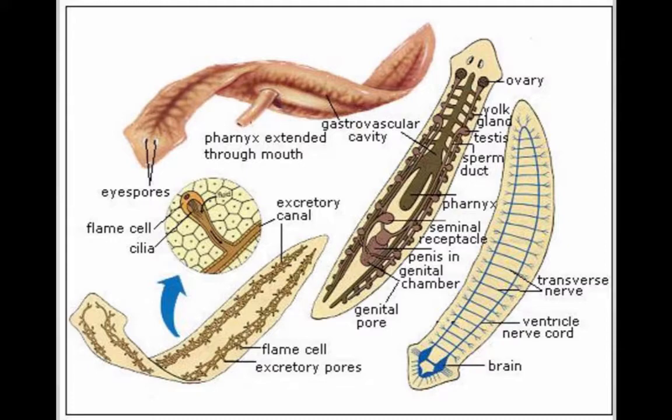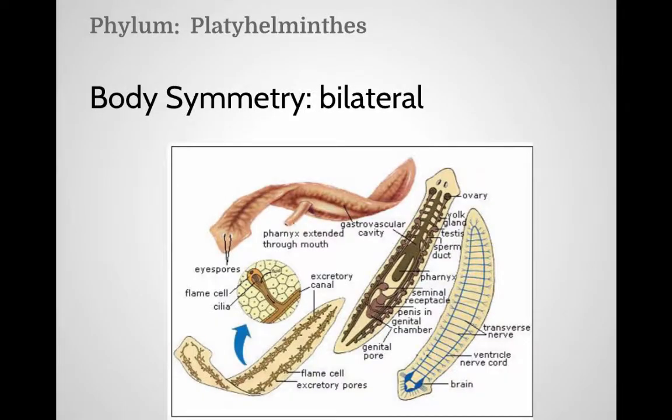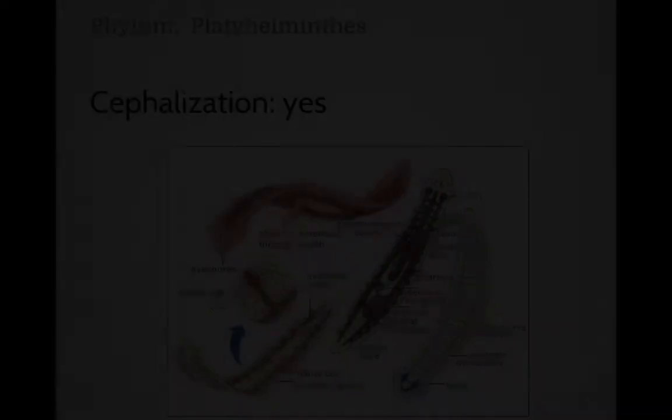Here's a diagram showing the anatomy of a Platyhelminthes. In this case, it's a planaria to be used as an example, but planaria share many body features with the other Platyhelminthes. One important thing to note is that we now have bilateral symmetry. All of the Platyhelminthes, whether they're a fluke, an oval, a long tapeworm, or a free-floating, swimming planaria, are all bilaterally symmetrical.